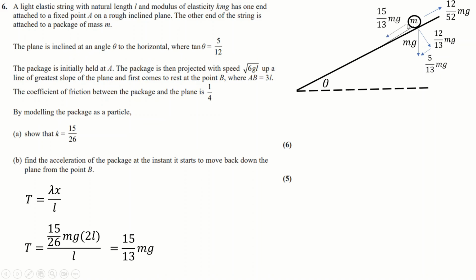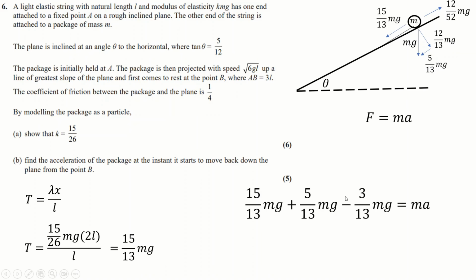So we just have three forces here. We have the tension coming back, the gravitational force bringing it back, and we also have the friction going the other way. So we say F equals ma, we put all those in. This one's negative because it's going backwards. 12 over 52 is 3/13 equals ma, and we just cancel out all the m's and solve for a, which is this.